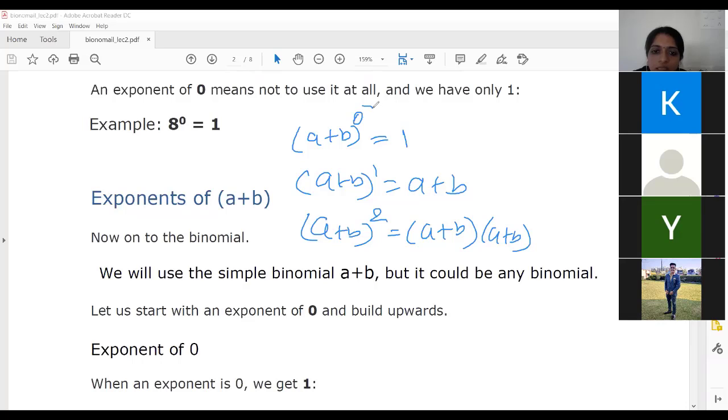It means these exponents tell us how many times the binomial is multiplied. A plus b raised to 0 means this binomial is multiplied 0 times, so we get the answer only 1. Raised to 1 means the value itself. And if a plus b is raised to 2, it means the binomial is multiplied 2 times.